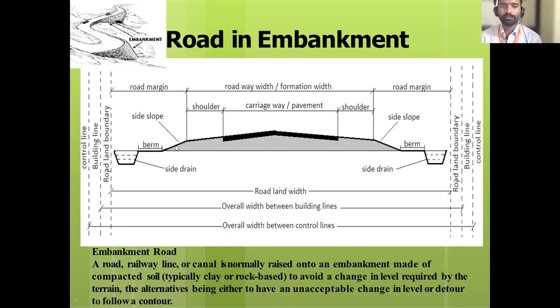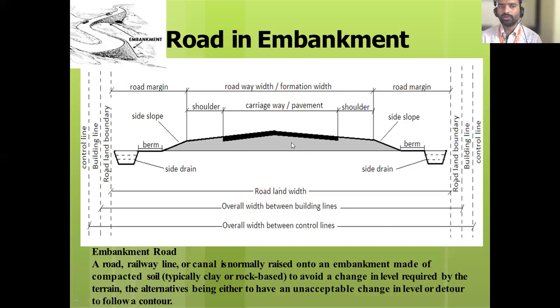Next, the side slope. What will it do? It will give stability to the formation. The berm is the distance between the start of the formation level and the side drain. This is the road boundary line. Next is the building line, then the control line. Now, what is roadway width or formation width? One carriageway plus two shoulders is equal to the formation width.